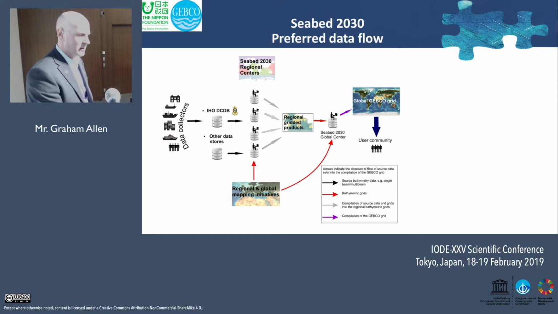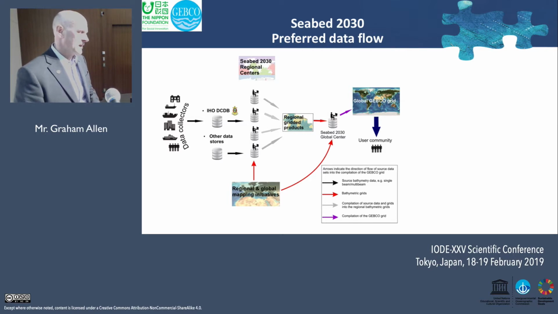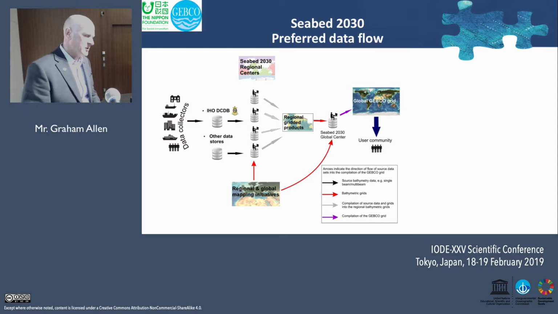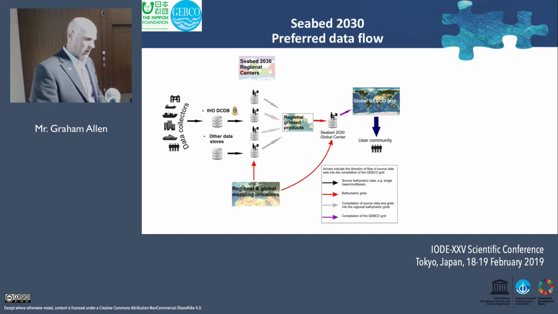The grid itself, or the products, will be created by the Global Centre, and the Global Centre will take the regional products from the regional centres. So the regional centres will create regional products and pass them to the Global Centre. The Global Centre will stitch those four regional products together to create the global product. The data will come from various sources, ideally from the IHO DCDB, but we acknowledge there's data coming from many different sources. And to the far right, as I've just mentioned, a whole set of different data collectors.